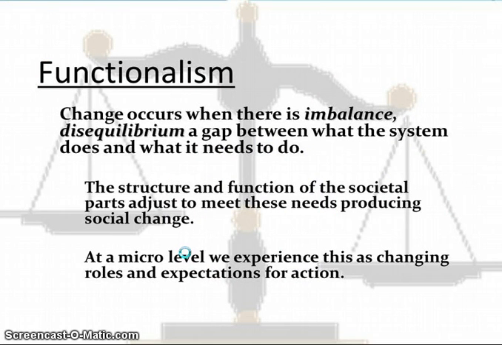Now, how does change occur from a functional perspective? Well, change occurs when there is either imbalance or disequilibrium. In other words, a gap between what the system does and what it, I'm going to put quotes here, needs to do. Right? Because those needs can also be perceived needs. They don't have to be real needs. All right, so the structure and function of the societal parts adjust to meet those needs, which is what produces social change. And at a micro level, we experience this as changing roles and expectations for action.